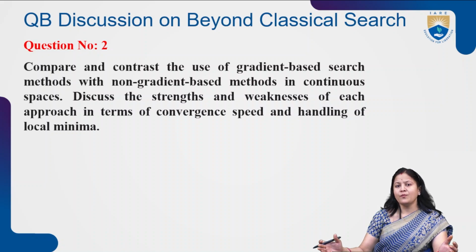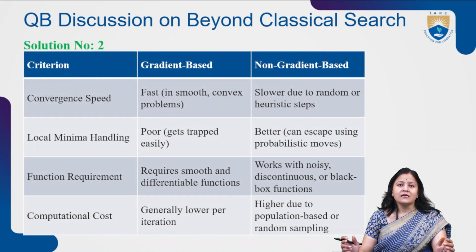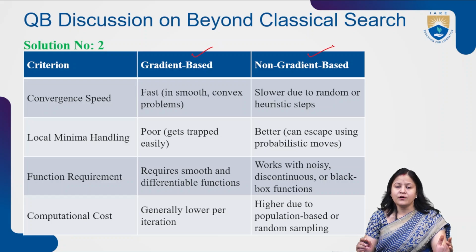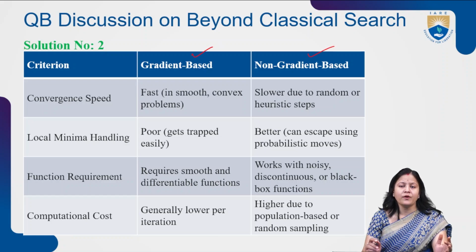That means how the local minima can be handled for each algorithm and how the time can be managed, which is called the convergence speed. Now, let us discuss the solution for this problem. The two algorithms given in the question are the gradient based method and the non-gradient based method. Based upon the criteria, we'll find the solution.